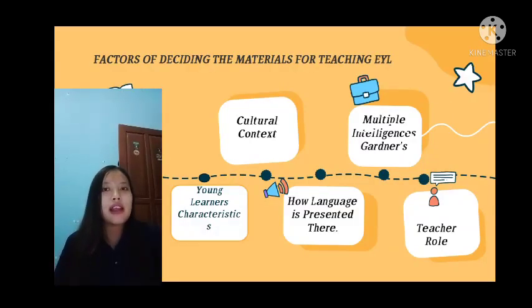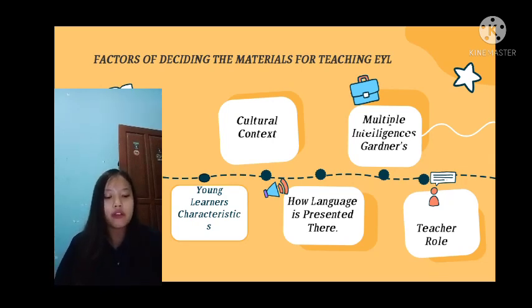Okay, for the next slide is the structure of deciding the material for teaching English for young learners. Okay, factor number 1 is young learner characteristics. Young learners are at the concrete operational stage, the stage when children have enough experience to begin to conceptualize some abstract problem solving. They still learn best by doing. They need a lot of illustrations, pictures, and activities to model a concept.